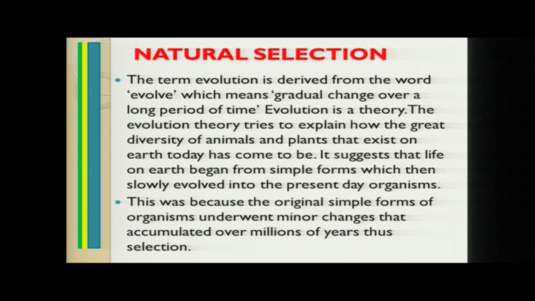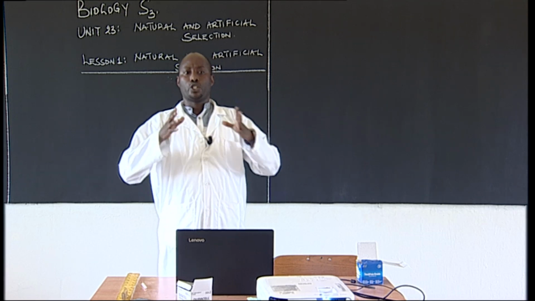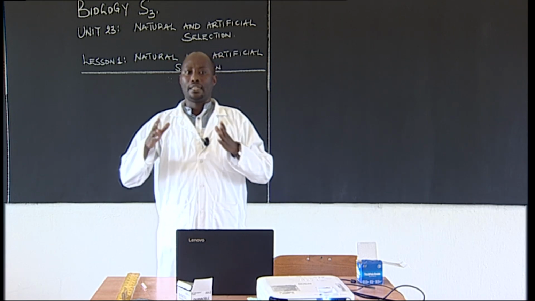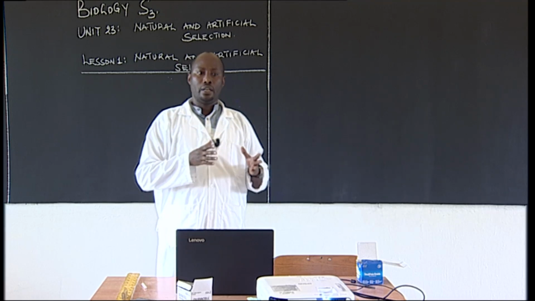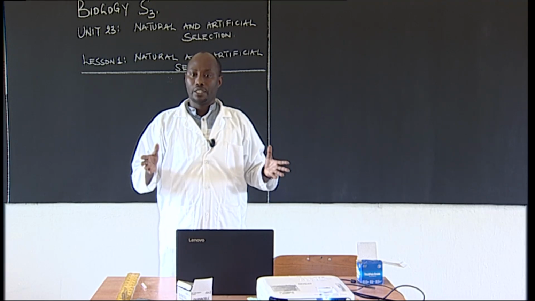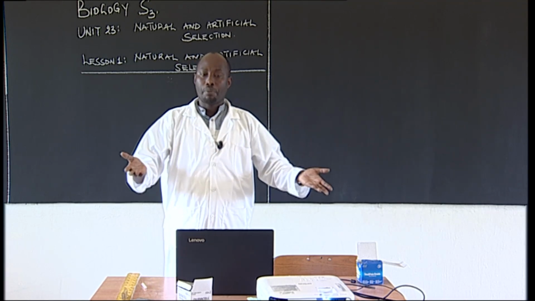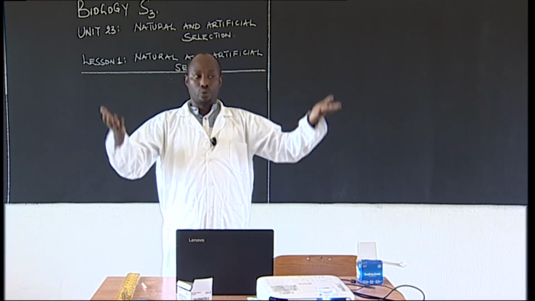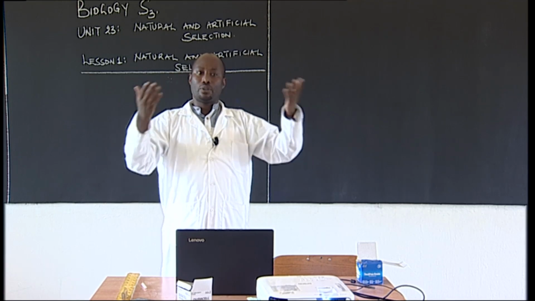So evolution is a theory. When put into a theory, the evolution theory tries to explain how the great diversity of animals and plants that exist on the earth today has come to be, all right? Animals have evolved. Plants have evolved. So we are how we are because of what you call evolution.